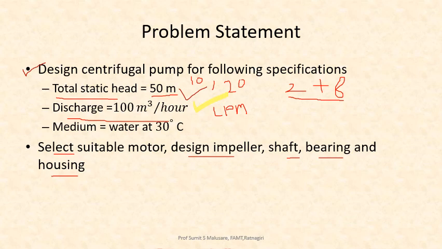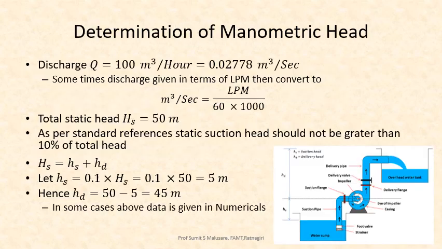Now we start with the actual thing. Discharge is given, that is 100 meter cube per hour. First I have to convert it into meter cube per second. So divide by 3600, and you will get 0.02778 meter cube per second. Sometimes if the discharge is given in LPM, then total LPM divided by 60 into 1000 gives the answer in meter cube per second.